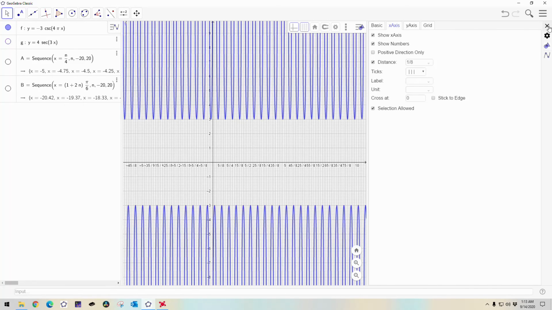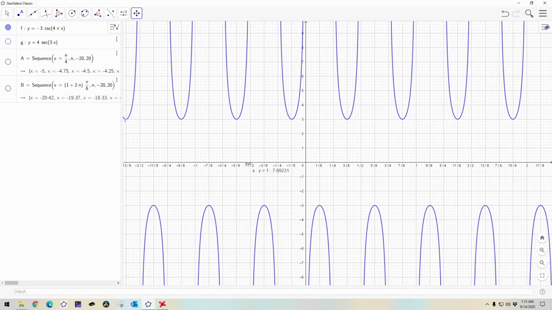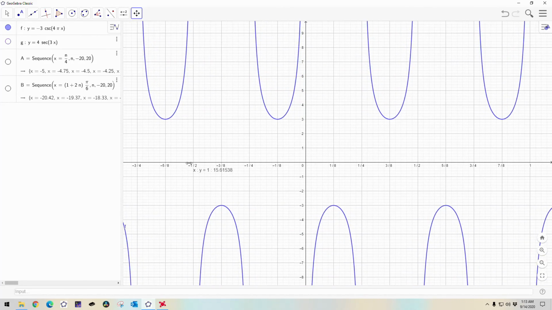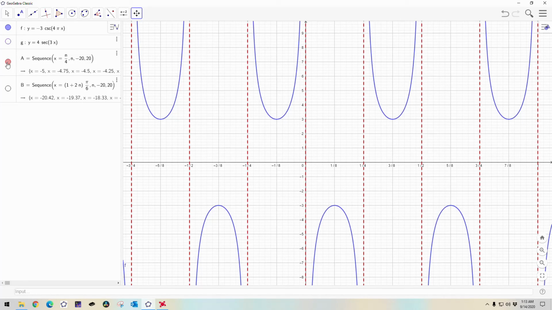And then I'm going to stretch out the graph so that we can focus in on a smaller number of cycles on the screen at a time. Alrighty, so here we are right here. It's only a few cycles on the screen now. And I can go ahead and throw the asymptotes for it up there as well.